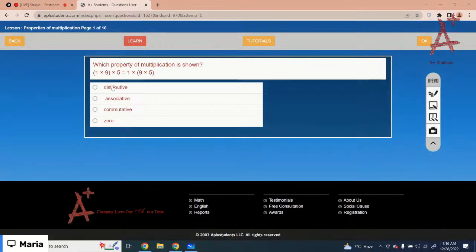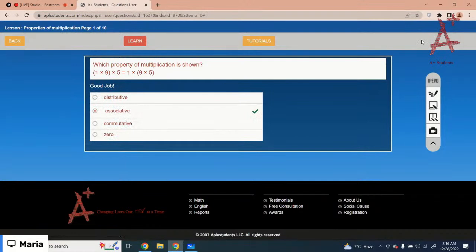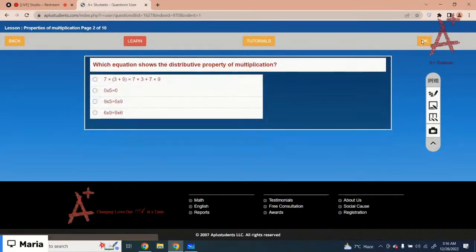Select the correct option, then click on the OK button. Okay, which equation shows the distributive property of multiplication? So which is the correct option, 1, 2, 3, or 4? Option number 1 is the correct one. Got it? Option number 1 shows the distributive property of multiplication.